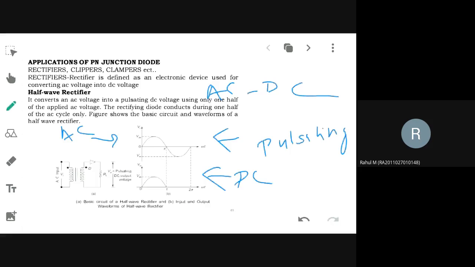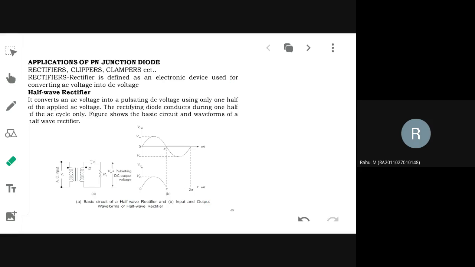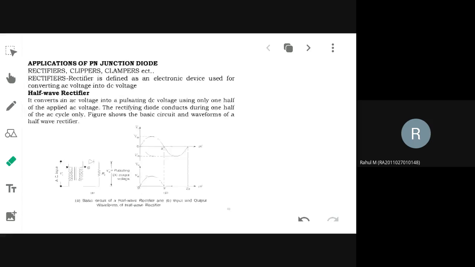So whatever the rectifier does, it is converting AC to DC. That means it converts the input sinusoidal waveform to a pulsating DC. That is the work of rectification. If you include a filter at the output side, you will be able to get almost pure DC. Okay. So this is one application for the PN junction diode.